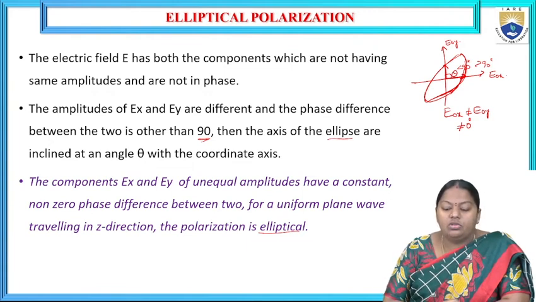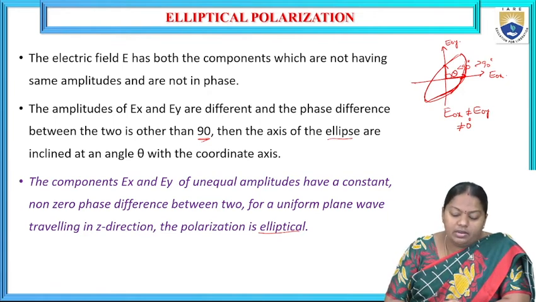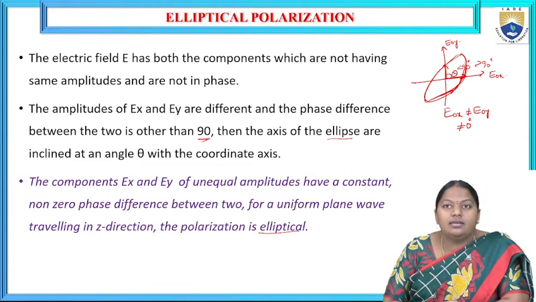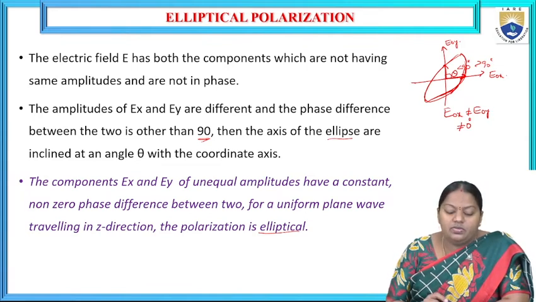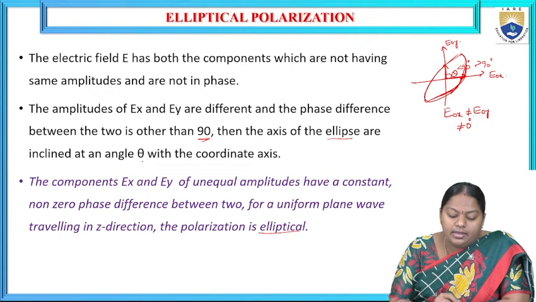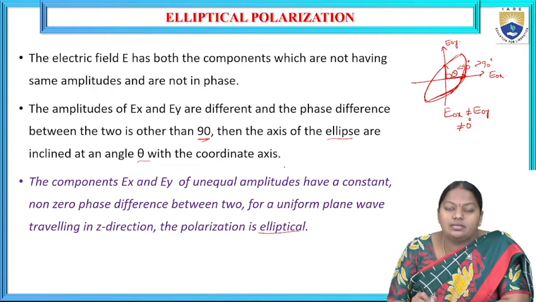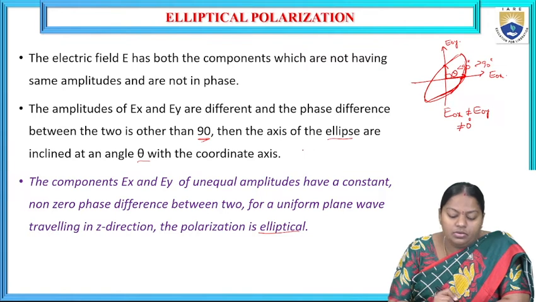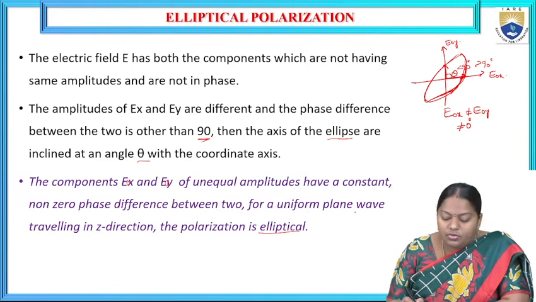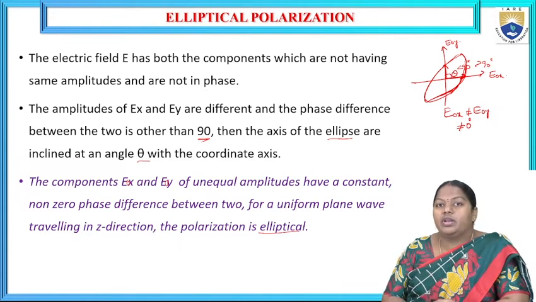The electric field E has both components, which do not have the same amplitudes and are not in phase. In other words, the amplitudes of Ex and Ey are different and the phase difference between the two is other than 90 degrees, so the axes of the ellipse are inclined at an angle theta with the coordinate axis. Combining these two statements, we conclude that if the components E0x and E0y have unequal amplitudes and a constant non-zero phase difference between the two, for a uniform plane wave traveling in the z direction, then the polarization is elliptical.